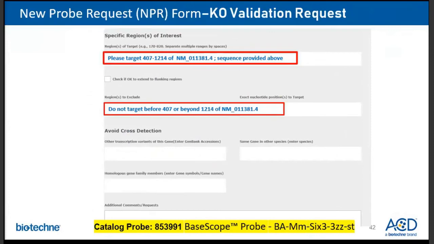So for the knockout validation request, we really recommend that you submit your sequence or your start and stop regions for your knockout validations, and do not select the catalog probes, because catalog probes cover oftentimes upstream and downstream of your knockout regions, and that means that the transcript will still be detected in the assay.